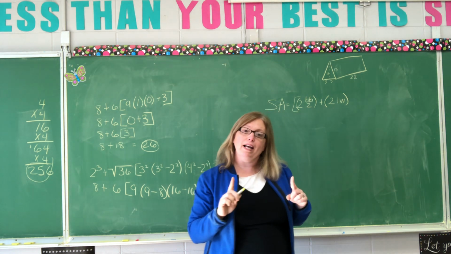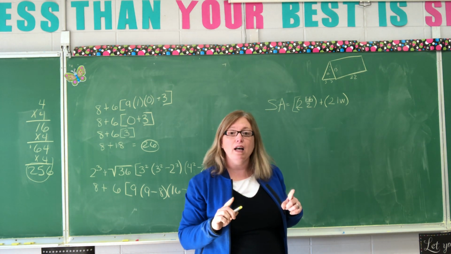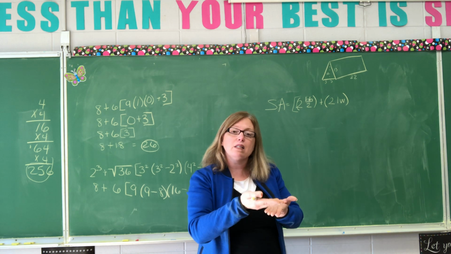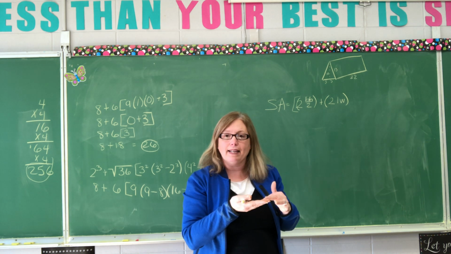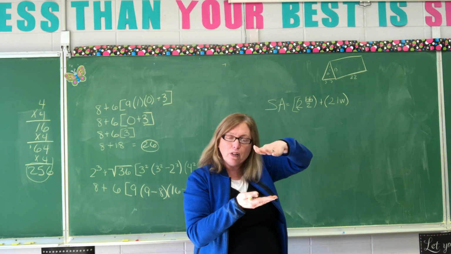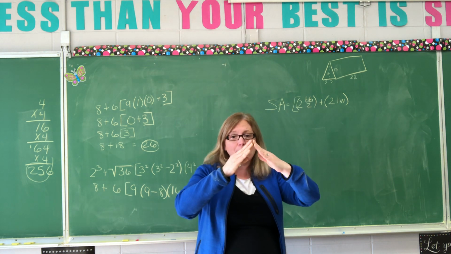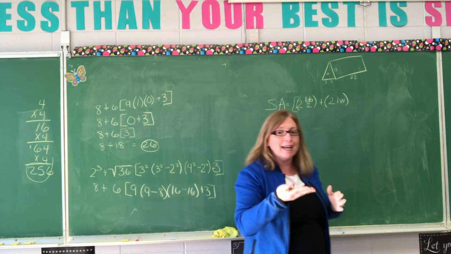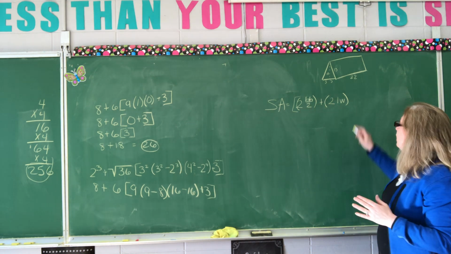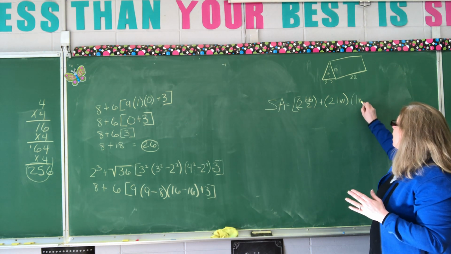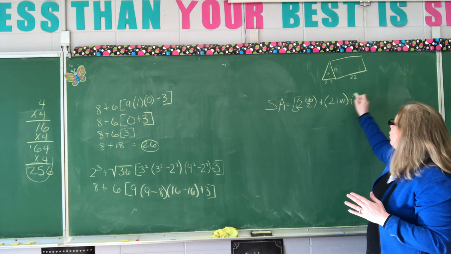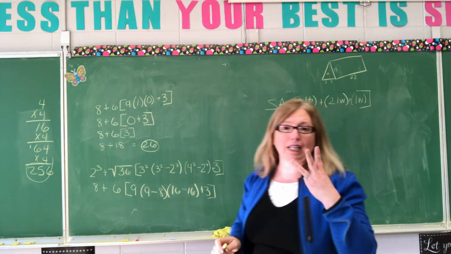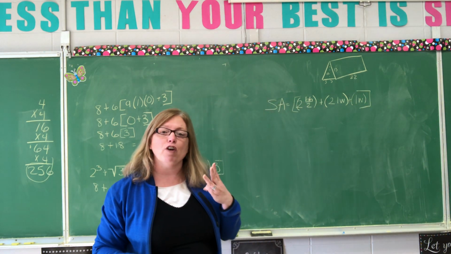We have one more edge that we need to measure, and that is the bottom. Does the bottom match the other sides? No. Does it have one on the top? No, because the top of this is pointed. So the bottom of it is simply length times width. Now, we're gonna add these 3 things together and we're gonna have our surface area.